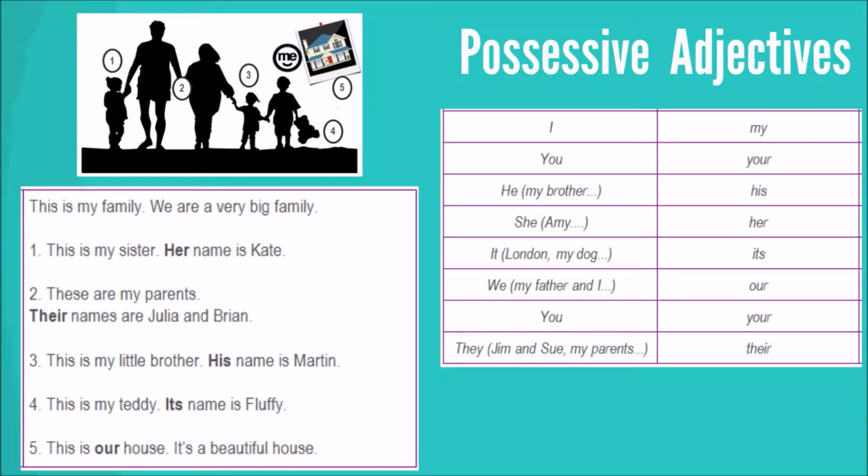Possessive adjectives. This is my family. We are a very big family. This is my sister. Her name is Kate. These are my parents. Their names are Julia and Brian.